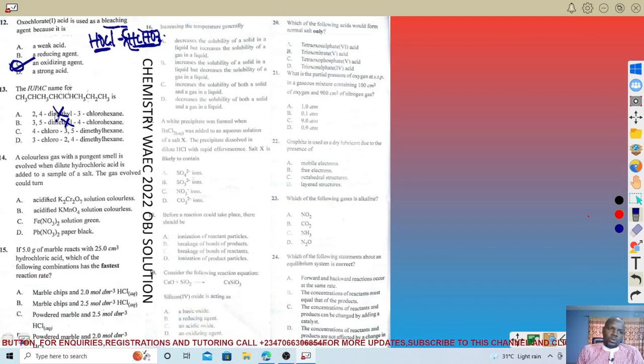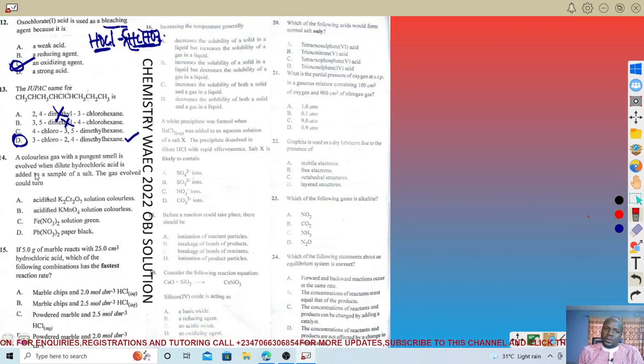That's 3-chloro-2,4-dimethyl. So 2, 4, because 2 plus 4 is 6 plus 3 is 9. 9 is lower than 4 plus 3 plus 5, which is 12. So by the lowest sum rule, this is very correct and not your C. I hope all students will get that right.